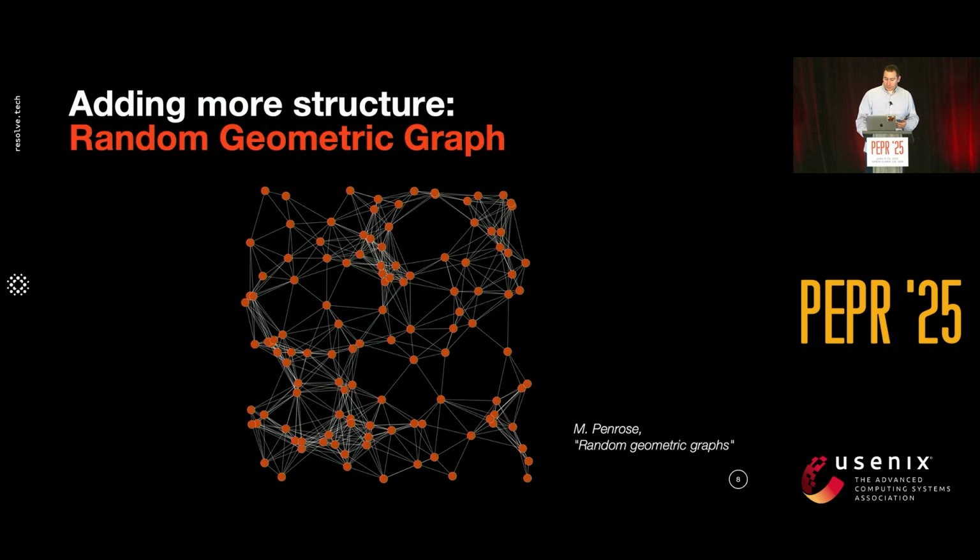Unfortunately, human connections are not random. We organize ourselves in communities that are locally dense. So we used another model to generate graphs, called random geometric graphs, which is well known to represent social networks a bit better.